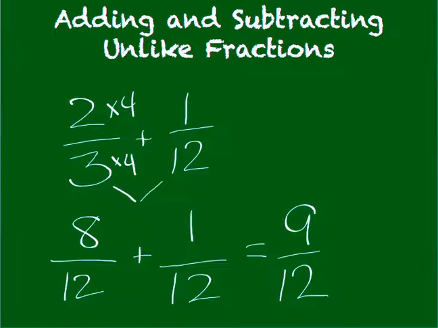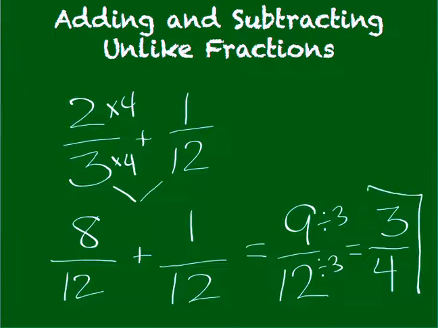Now this should be striking us as a red flag at this point in 5th grade, because I can see that 9/12 is not in simplest form. As a matter of fact, both of these numbers can be divided by 3. And so I'm going to reduce this fraction to its simplest form. 9 divided by 3 is 3. 12 divided by 3 is 4, and so my final answer is 3/4.